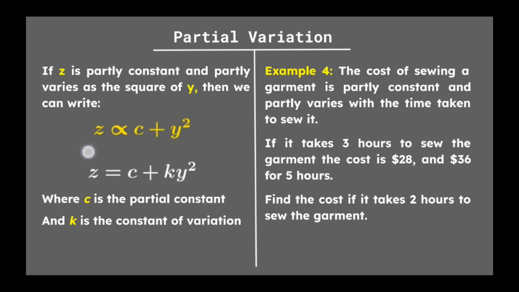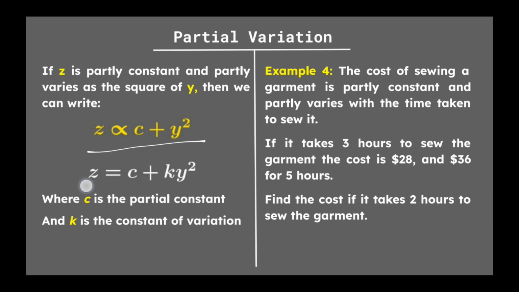Now partial variation: a variable is partly constant and partly proportional to another variable. So a quantity is partly constant and partly proportional to another variable. That's partial variation. So if z is partly constant and partly varies as the square of y, for example, we can write z is proportional to c plus y squared.